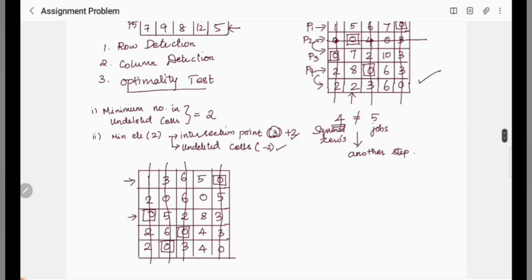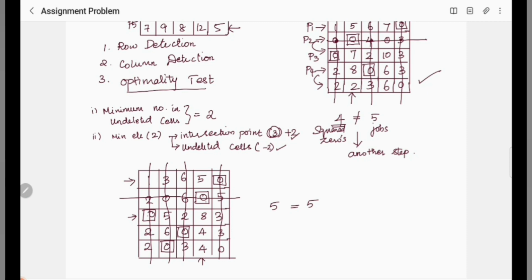Next, when we consider column scanning, we have only one column which is unstruck. So consider that column and search for the 0. Here we have a single 0, so I am marking it with a square and striking it out. That's it. Now we have to count the total number of squared zeros. It's 1, 2, 3, 4 and 5. So we have 5 squared zeros and we have exactly 5 jobs. So it's matched, which means the jobs have been allotted to persons correctly.